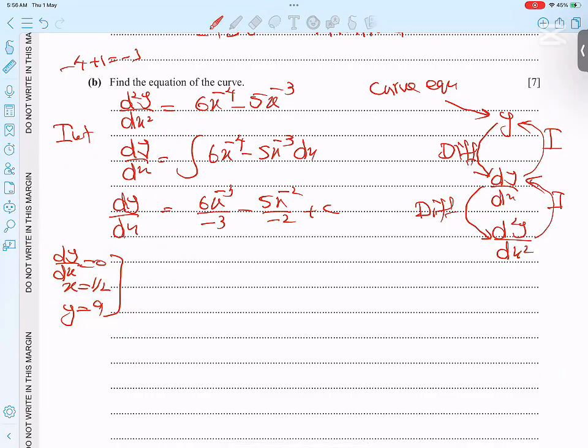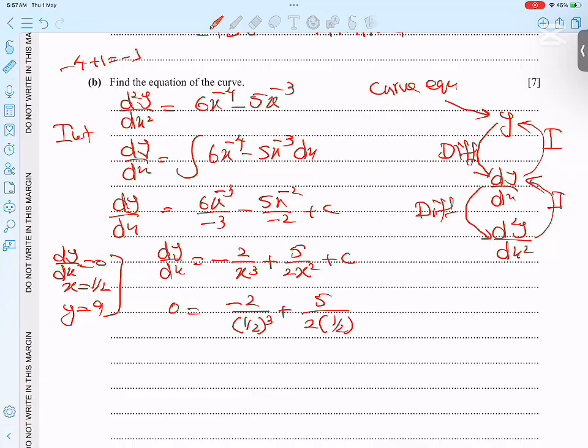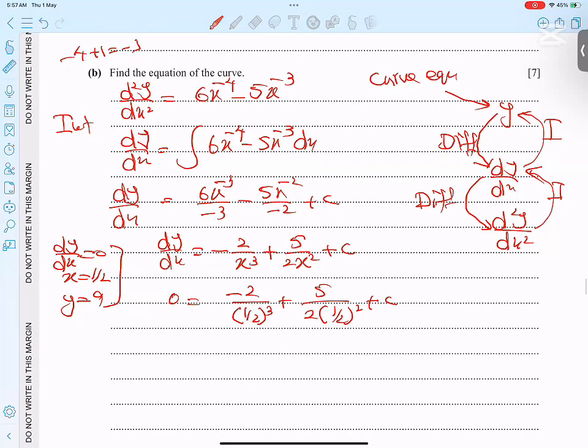Before I put it there, I have to simplify. So this cancels: negative 2 over x to the power 3, negative negative positive 5 over 2x to the power 2, plus c. Now I plug in derivative 0, each x replaced by half. Here 0, here 0: negative 2 over half to the power 3 plus 5 over 2 times half to the power 2 plus c. Let's check it now. What happens after this? When I plug in, here I get 8, and 8 times 2 is 16. Here the 2 cancels and 2 fives are 10.